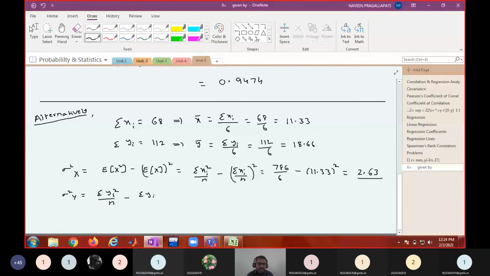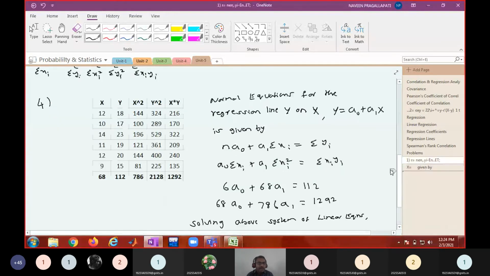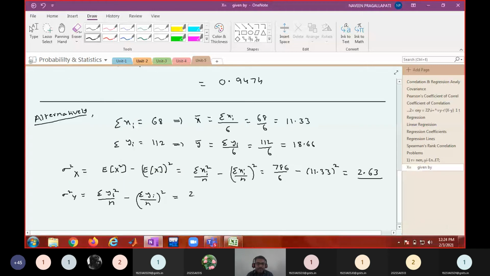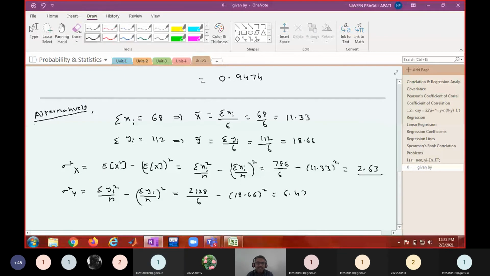We are just exploring different ways of doing this problem. So sigma yi square is 2128. 2128 by 6 minus sigma yi by n whole square, that means 18.66 whole square. Can you compute this? 6.47. Okay. So what is sigma x? Square root of 2.63.